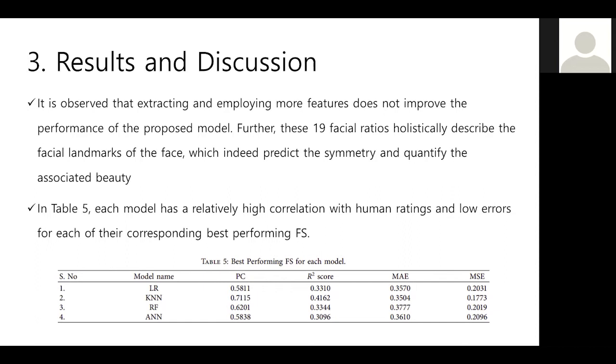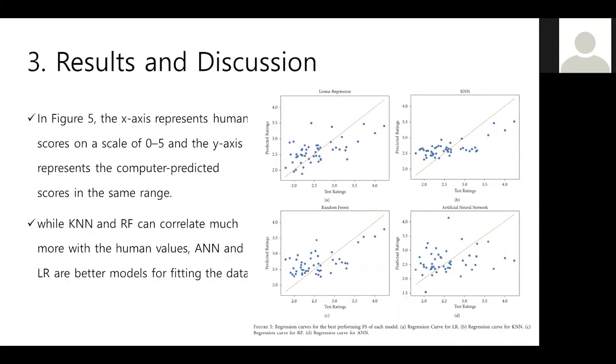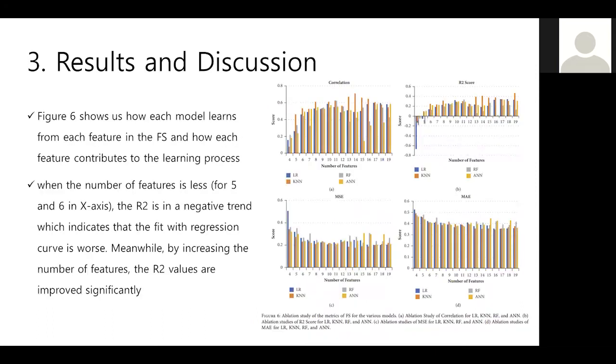In this table, each model has a relatively high correlation with human ratings and low errors for each of their corresponding best performing FS. For another result, KNN has the highest correlation values with the lowest error. ANN has a higher correlation than LR, but LR has comparatively lower error than ANN. Also, ANN is much more scattered than LR. The red line in the graphs shows the regression fit of the data.